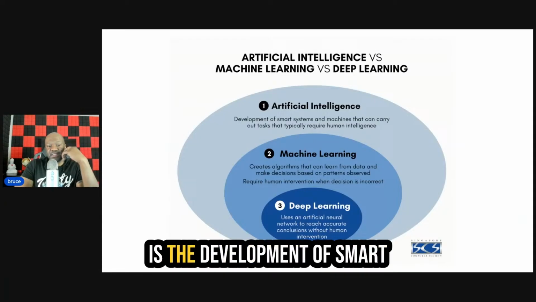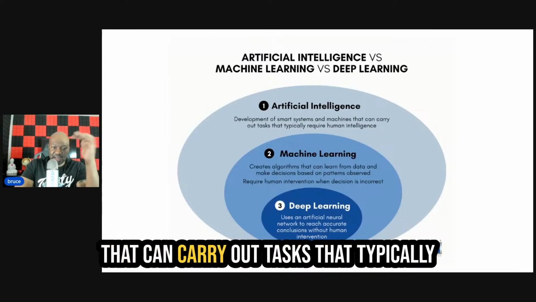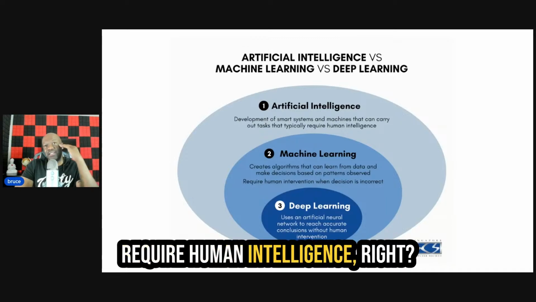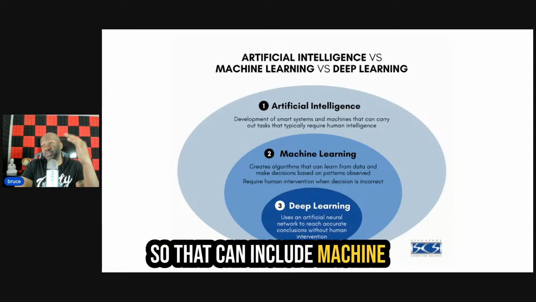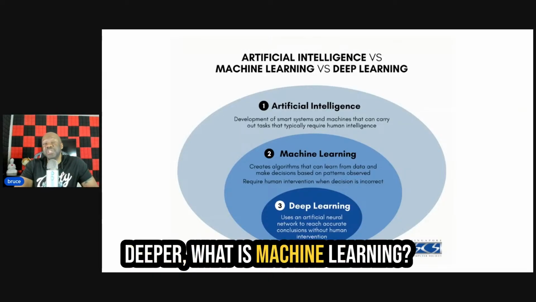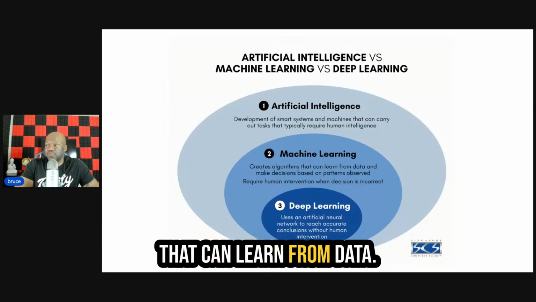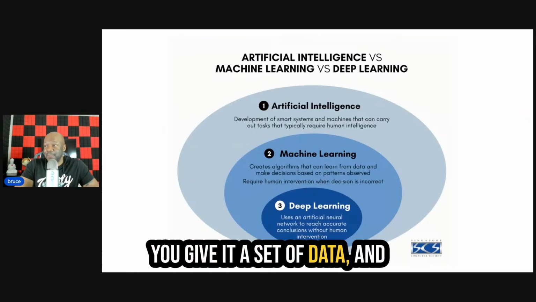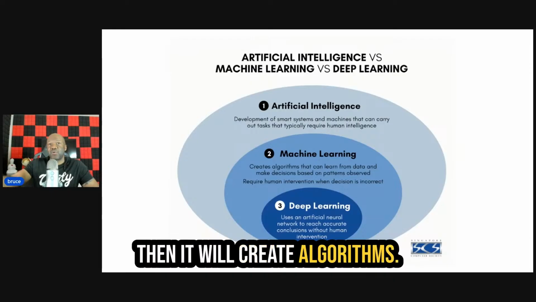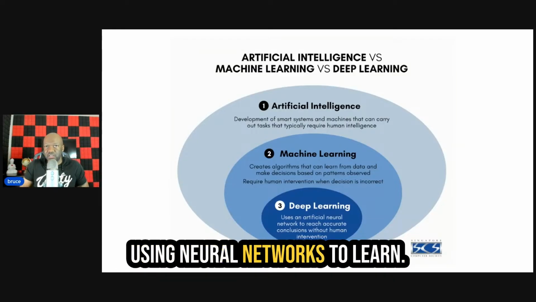Artificial intelligence is the development of smart systems and machines that can carry out tasks that typically require human intelligence, right? So that can include machine learning and deep learning. But going a little bit deeper, what is machine learning? It creates algorithms that can learn from data. You give it a set of data, and then it will create algorithms. And then deep learning is where it's using neural networks to learn on its own.